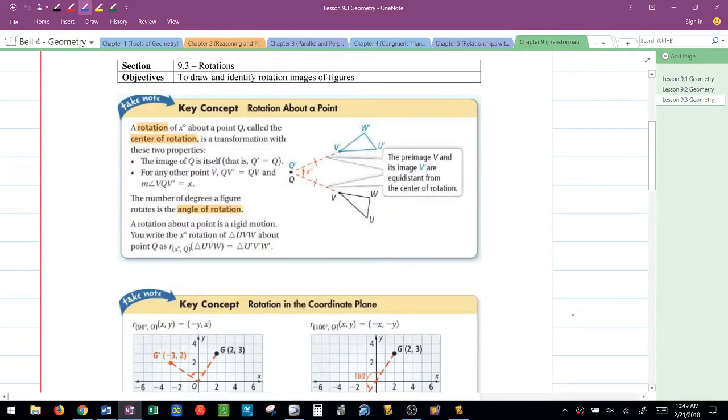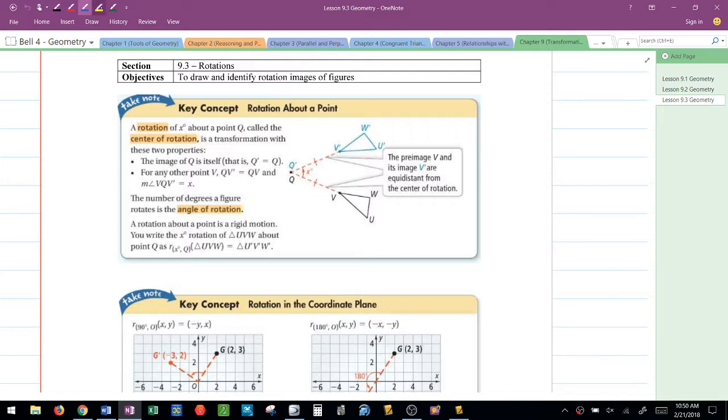This lesson is about rotations in geometry. So when we take an object and we rotate it around a particular fixed point. Now, most of the time what's going to happen is we're going to be rotating it about the origin, or about the point 0, 0. So that's kind of what we're going to focus on with the lesson.